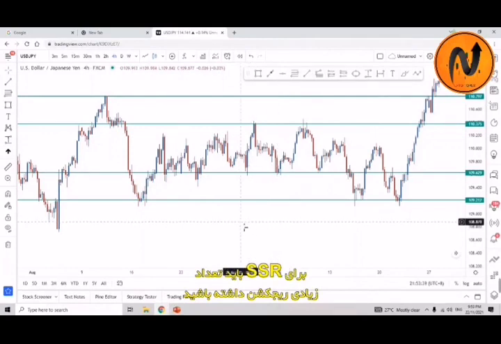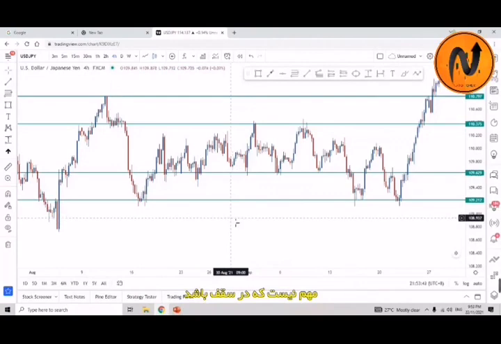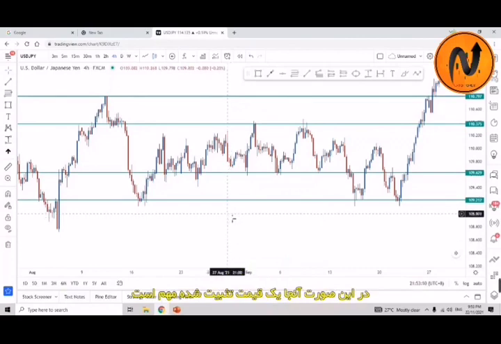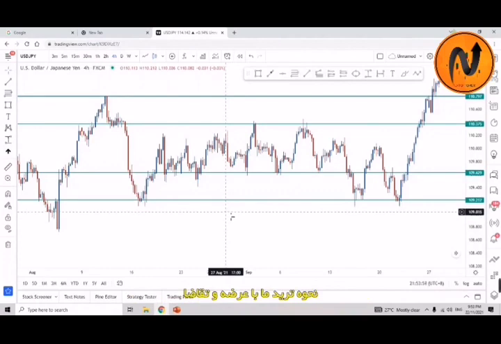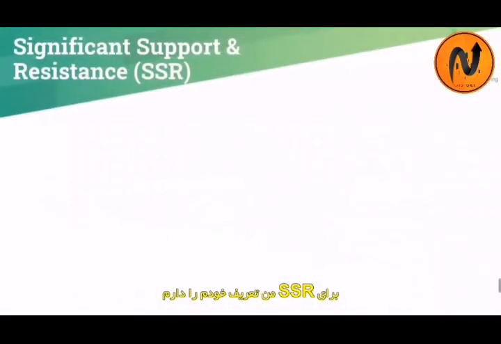You need to have a lot of rejection. It does not matter whether it's from the top or from the bottom, or a combination of both top and bottom. Then it has become a very strong price anchoring, significant support and resistance. And the way we trade supply and demand is using this SSR, significant support and resistance. Of course, for SSR, I have my own definition, which is very easy for you guys to refer to.